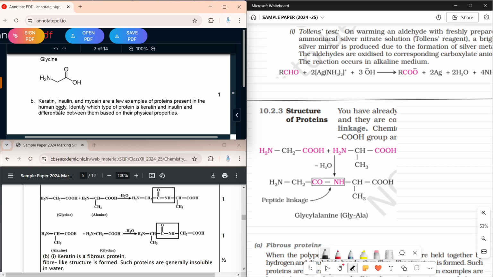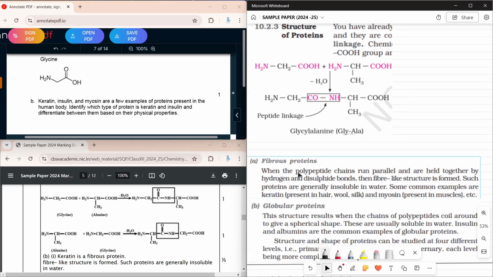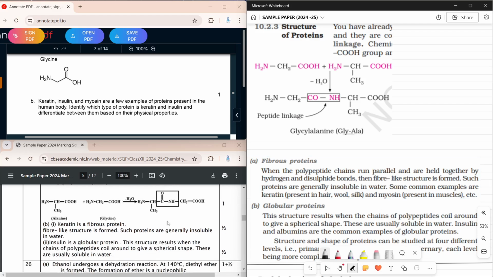Okay, the next question. Keratin, insulin and myosin are few examples of proteins present in the human body. Identify which type of protein is keratin and insulin and differentiate between them based on their physical properties. Now this is based on the next topic under the structure of proteins. You have a classification of proteins into fibrous and globular proteins. So the example of fibrous protein is keratin, and the important thing is that they run parallel to each other and they're held together by hydrogen and disulfide bonds. Okay, so that's one structural difference.